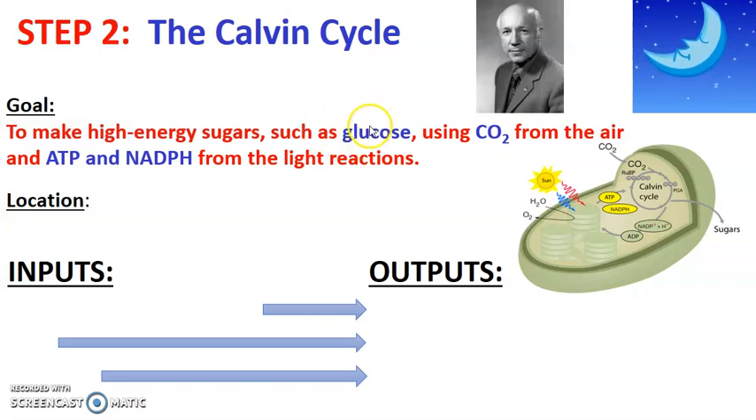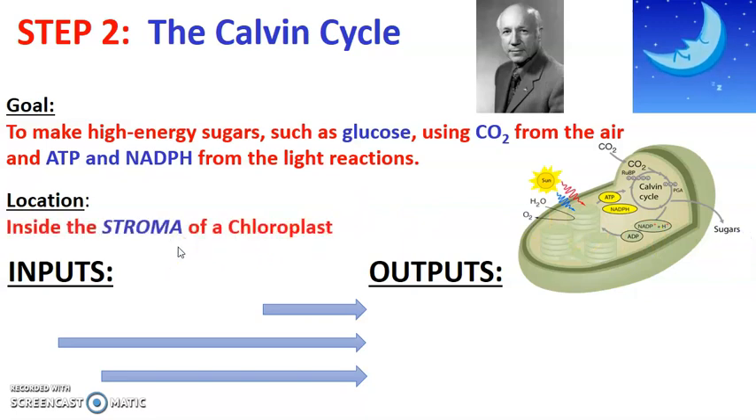But we're going to make these sugars by removing CO2 from the air and use energy from the light reactions that we produce, both ATP and NADPH, to make sugars. So what we're going to be doing is a process called fixing. We'll remove carbon dioxide from the air and we fix it to different molecules so we can produce a molecule that's going to be more useful to us, such as sugar.